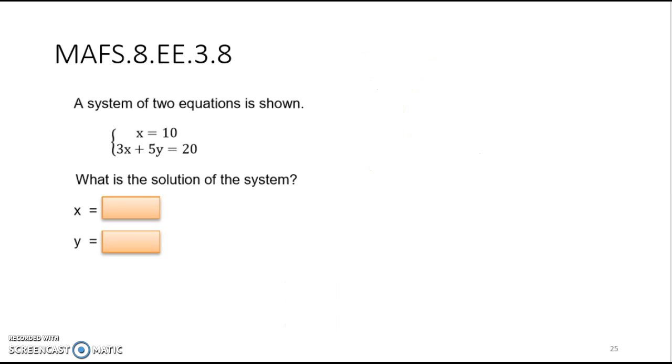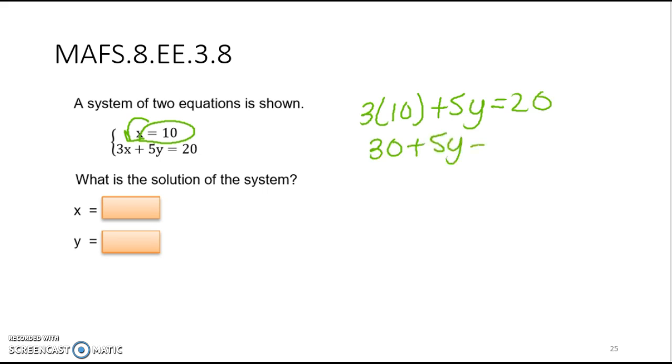And the last one, a system of equations is shown. What is the solution? We're going to use substitution. We're going to substitute 10 in for x, so 3 times 10 plus 5y equals 20. So 30 plus 5y equals 20. Subtract that 30 on both sides. So y equals negative 2. We already knew that x was 10 and y is negative 2.